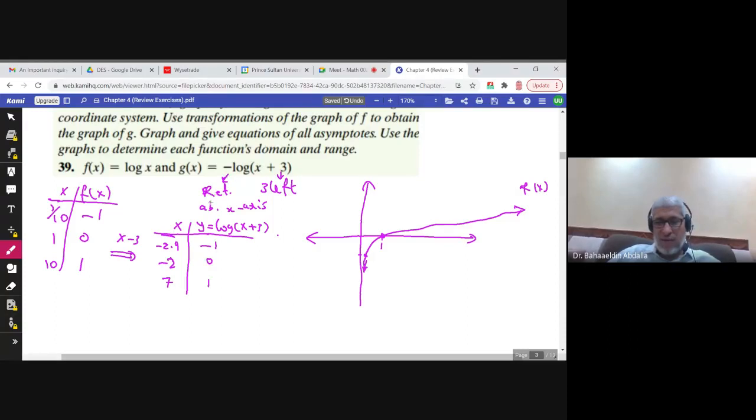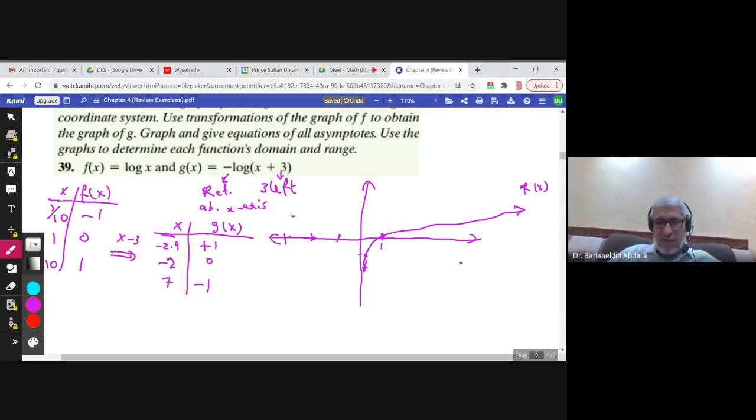Then when you reflect the graph about the x-axis, you multiply each y by negative 1. So in fact, I can do this in one step. I can find the table in one step. So this is g of x. I multiply each y by minus, so this would be plus, and this would be minus. So negative 2.9 with plus 1, negative 2 with 0, and 7 with negative 1.